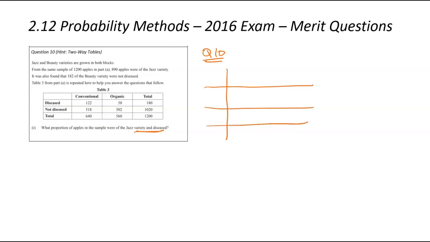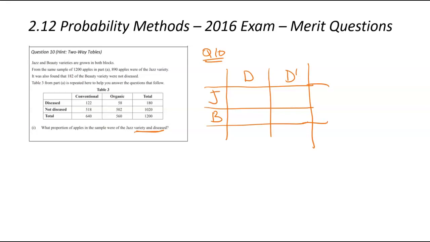So there's my new two-way table. Firstly, it's jazz apples, and the other type of apple is a beauty apple, so I'm going to call it a B over there. And then the next one here, diseased or not diseased. Your variables might be switched around. That's all good. You'll get the same answer.